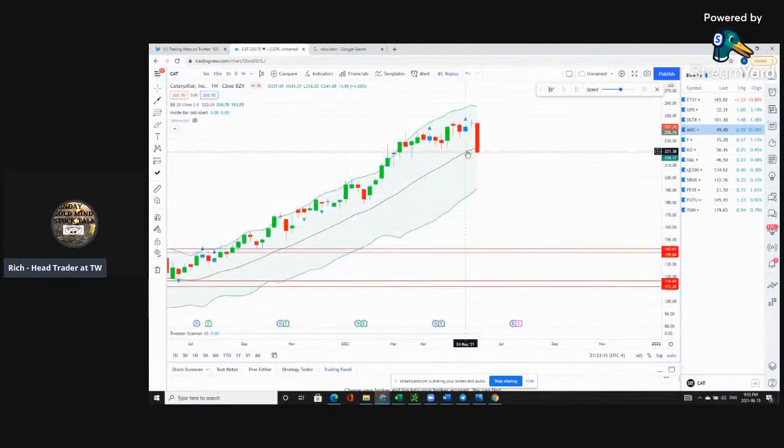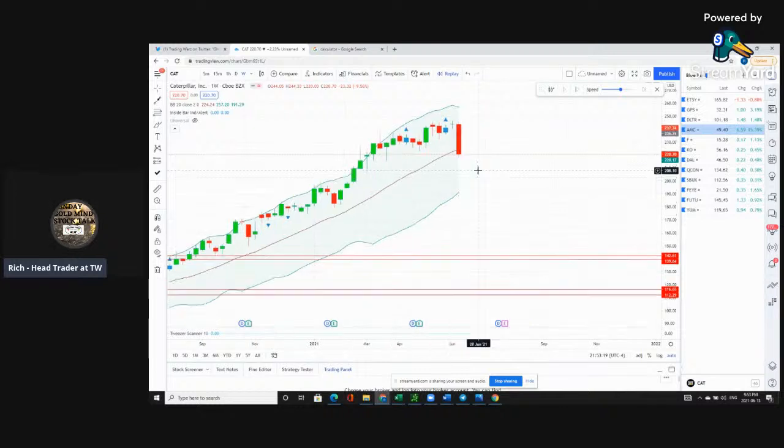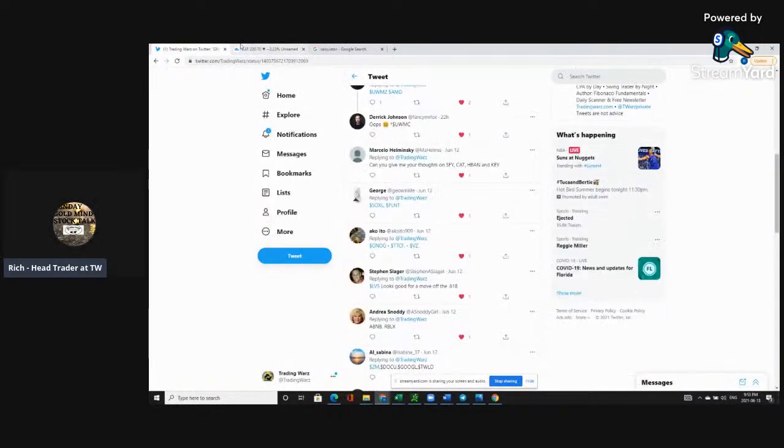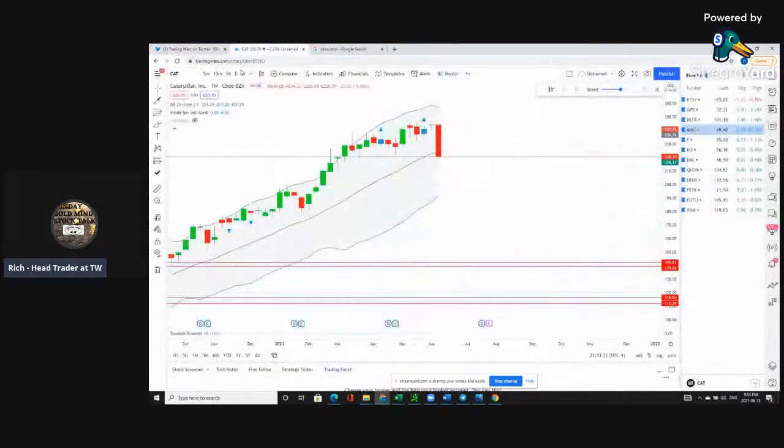So Caterpillar, this was a lot of selling last week. I don't really know why. I wasn't following it like that, but definitely a pretty big sell-off. So what I would like to see is next week an inside bar, and then from that inside bar we could play that inside bar. So let's see how that goes. Okay. I don't want to chase anything. I'd rather wait for the setup.